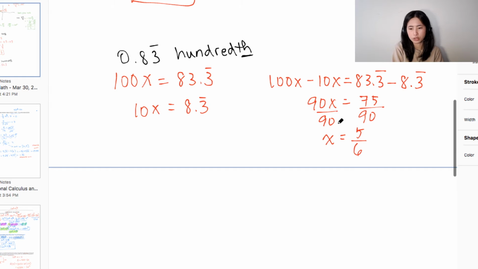Now that you know x is equal to 5 over 6, that means the equivalent of 0.83 repeating is 5 over 6. And when you get the chance, if you divide 5 by 6, you're going to get 0.8333, and so on and so forth. So this is your answer.